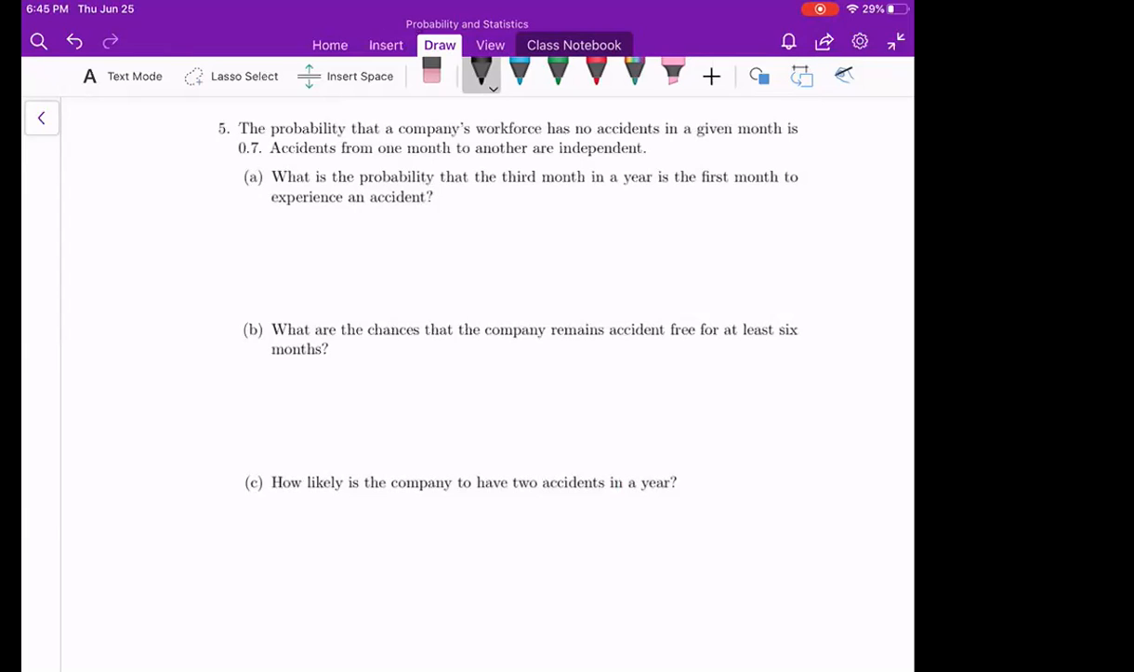Part A asks, what is the probability that the 3rd month in a year is the 1st month to experience an accident? So here we want to know the probability of seeing the first event, meaning that this is a geometric scenario.